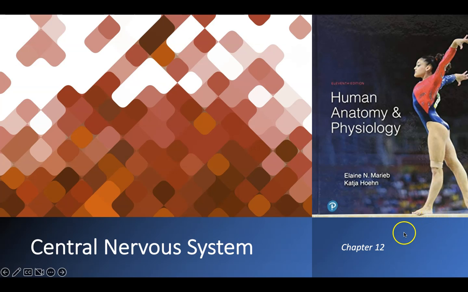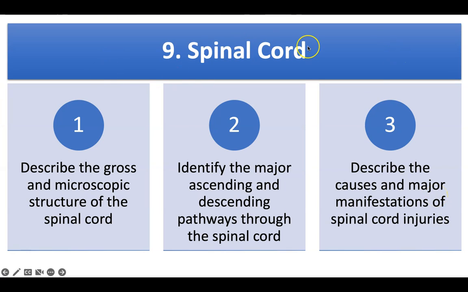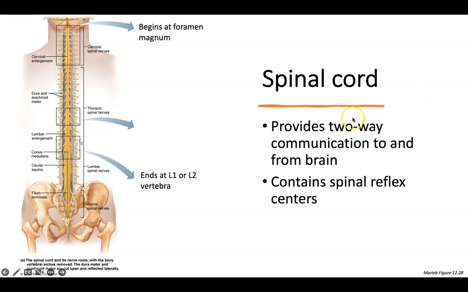In this video, I'll present information from Chapter 12 of Human Anatomy and Physiology, 11th edition. This chapter focuses on the central nervous system. In particular, we'll be looking at the spinal cord in this video. Spinal cord has two major functions. One is to provide two-way communication to and from the brain.